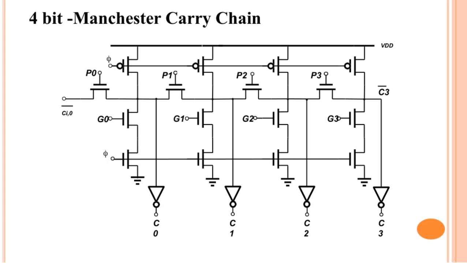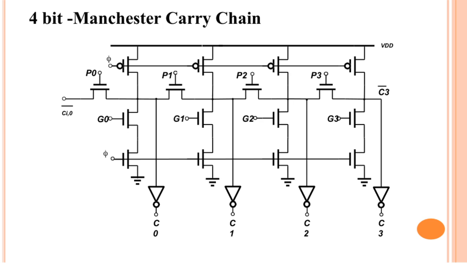The carry chain uses generate signals labeled G0 through G3 and propagate signals P0 through P3, which control how carry bits move through the chain. The carry inputs and outputs, such as CI0 and C0 through C3, show how the carry is passed along each bit stage.